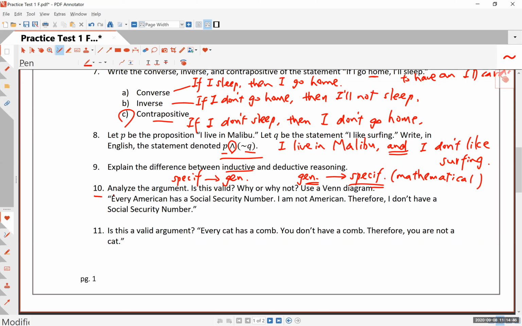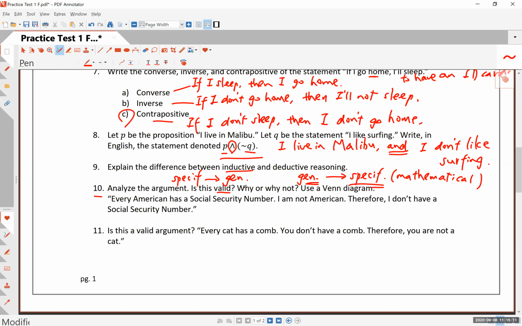Okay, number 10, analyze the argument. Is this valid? Okay, now let me explain something very clearly. If the question says analyze the argument, is that valid? Your answer must have two things. Must have either the word valid or invalid. It has to be clearly written somewhere in your answer, the word valid or invalid.